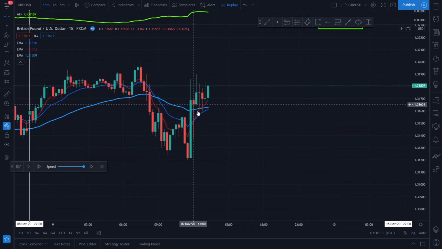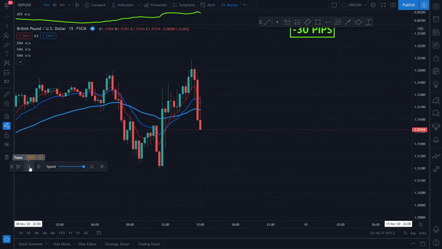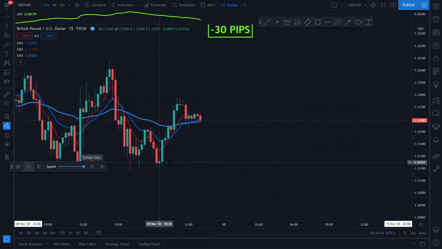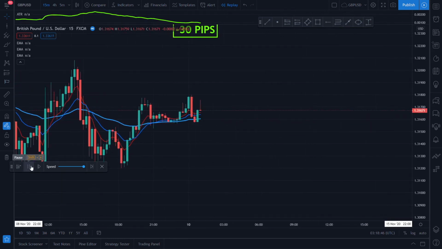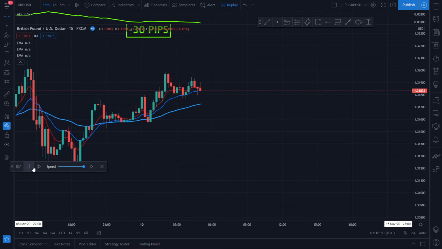Okay, so we crossed, but we did not cross back over. So we're not looking for anything right now. All right, so it looks like the market is just consolidating. We crossed here, but we did not cross back. All right, so let's wait. Waiting for a cross.